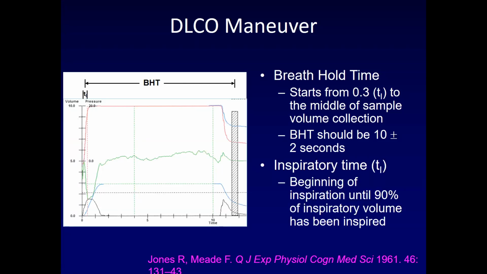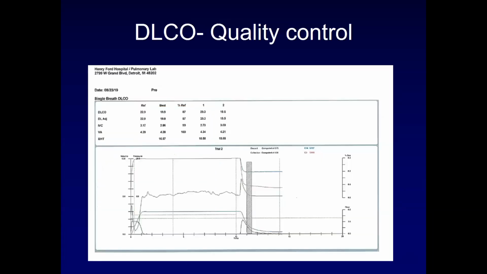And as I may mention, the inspiratory time occurs from the beginning of inspiration until about 90% of the inspiratory volume has been inspired. So a lot of times you'll see at the bottom of your paper on PFTs the quality control measures of the PFTs. The quality control basically says, how accurate are the numbers that you're getting? When you measure something, you should know if it's accurate or not. How do we determine accuracy?